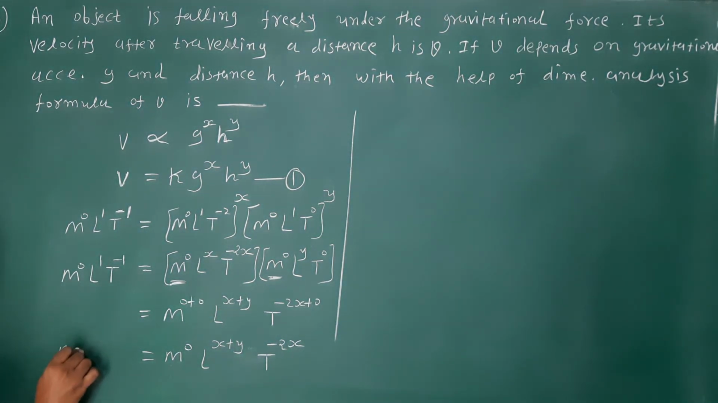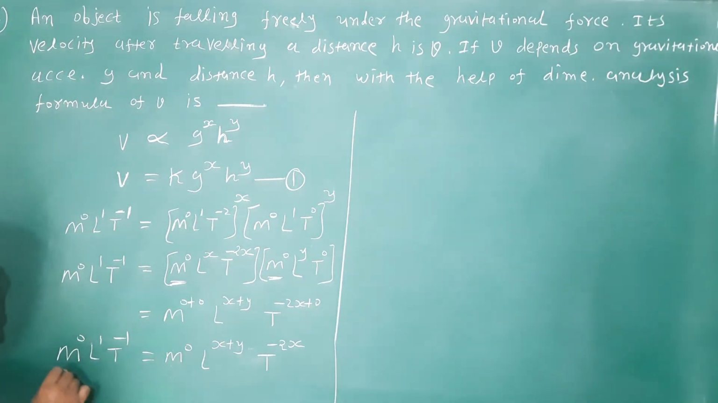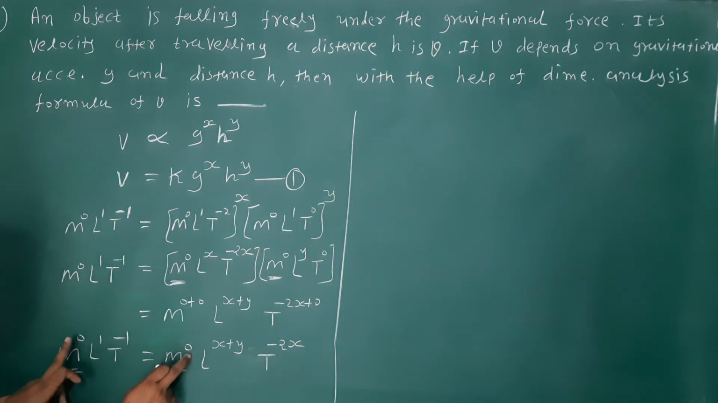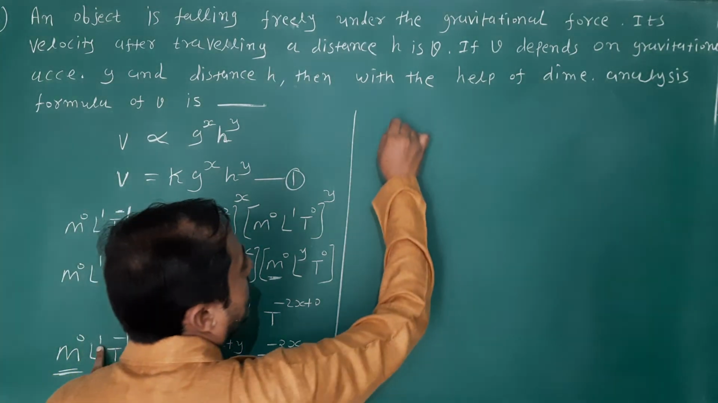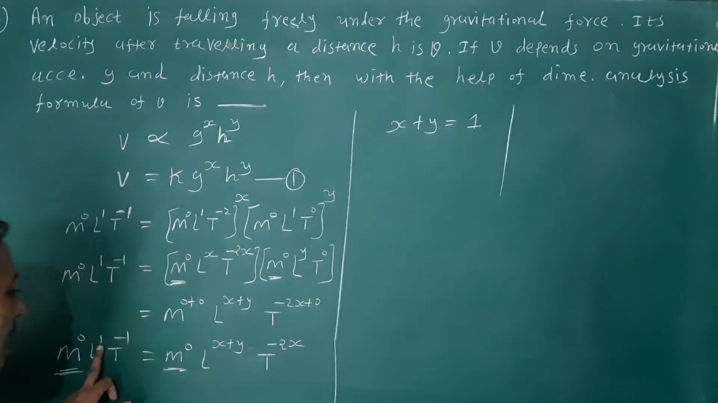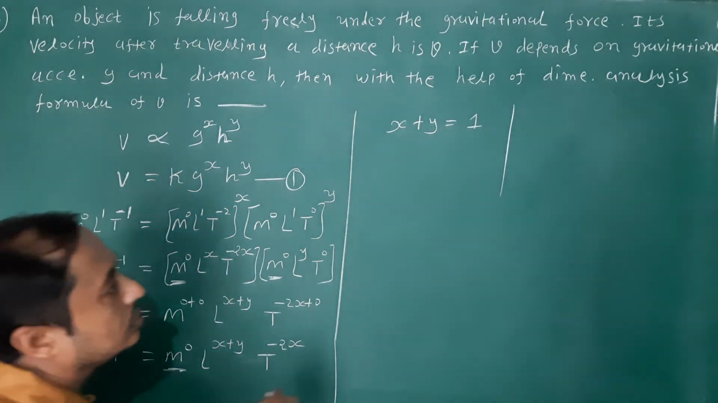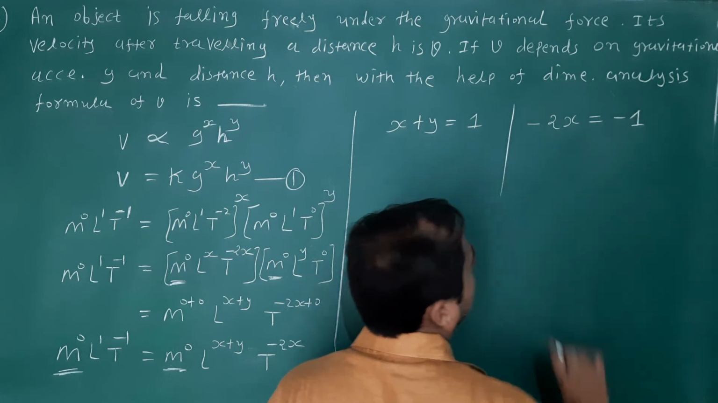And left hand side, M raised to 0, L raised to 1, and T raised to minus 1. Friends, here left hand side and right hand side are same, so powers are also same. Means 0 is equal to 0. Okay, x plus y is equal to 1. Here now we can write x plus y is equal to 1, and minus 2x is equal to minus 1.